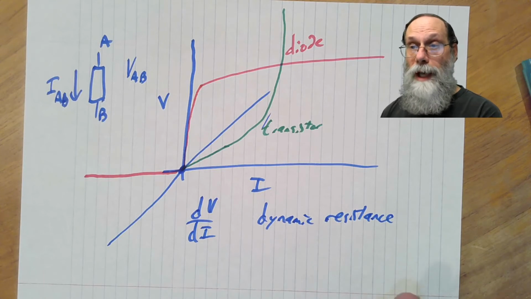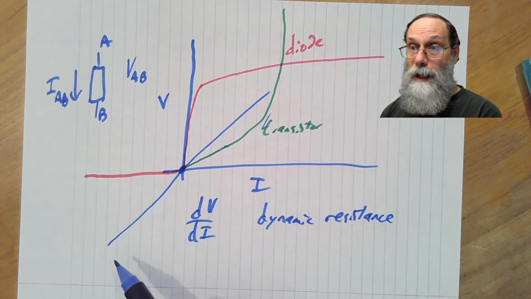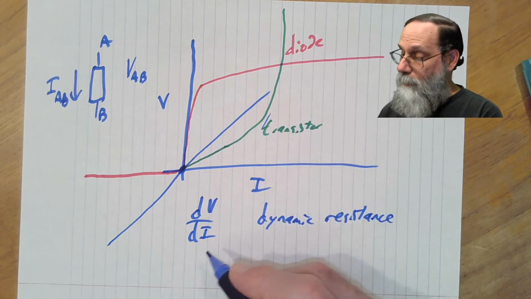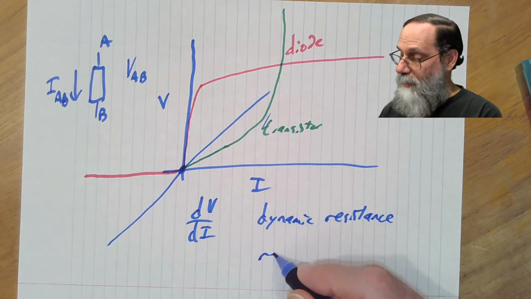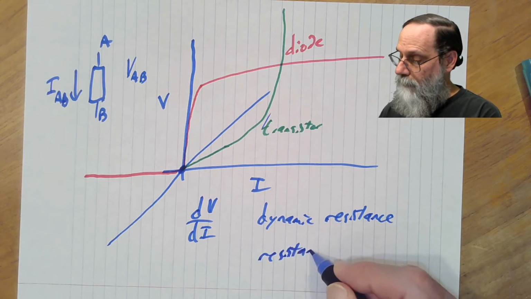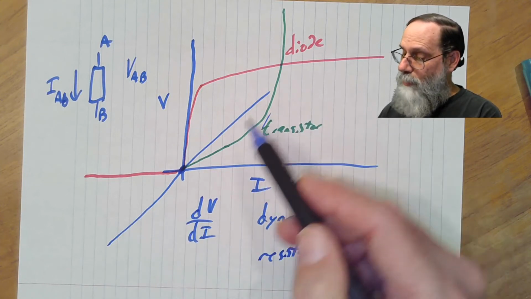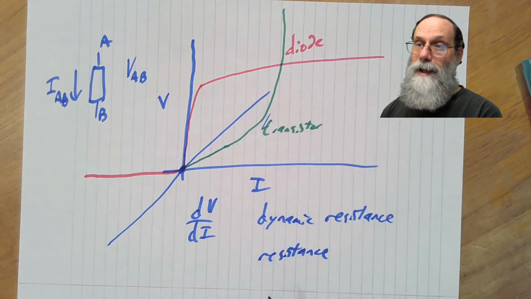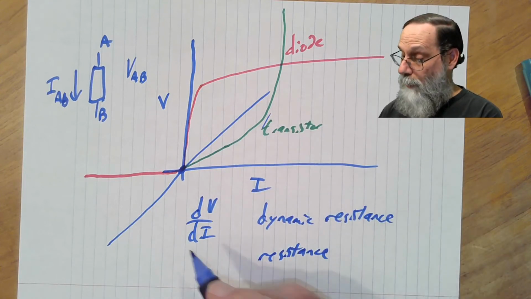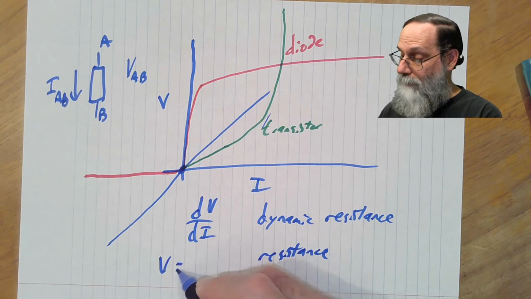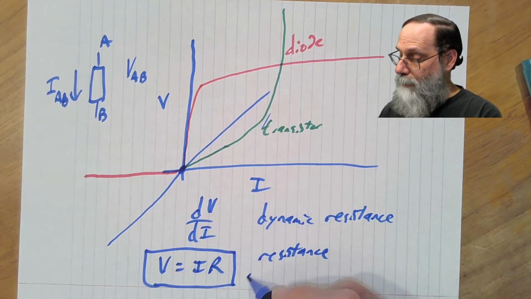Under the special case that we have just a straight line for our component, then we talk about it as just resistance. And notice that this straight line here has got a slope. It goes through 0, so we could write the formula for it as V equals I times R. And that is Ohm's law.